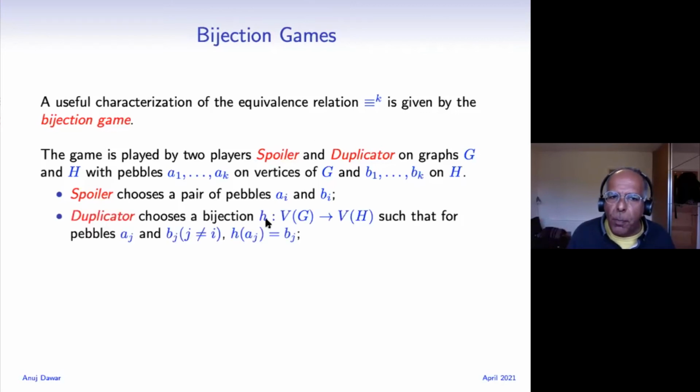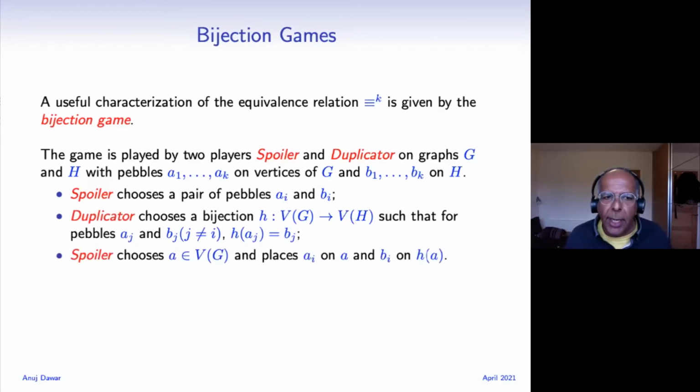Duplicator has to give a bijection between the vertices of G and the vertices of H, with the property that for AJ and BJ, which are already on vertices of G, this bijection should take the vertex under AJ to the vertex which is labeled by BJ. Okay, so I'll illustrate this with a picture in a point. Then spoiler chooses some vertex in G and places this AI on that vertex and BI on its image under the bijection.